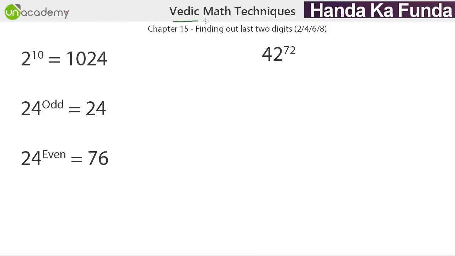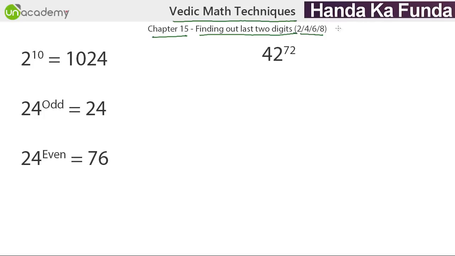And welcome to another video on Vedic Math Techniques. In this particular series of videos, we discuss various shortcuts, tips and tricks to make your calculations faster. This is the 15th video in the series, and in this video, we'll try to find out the last two digits of a number if it ends in 2 or 4 or 6 or 8. They follow the same pattern.